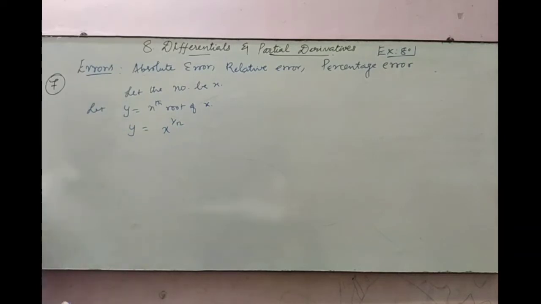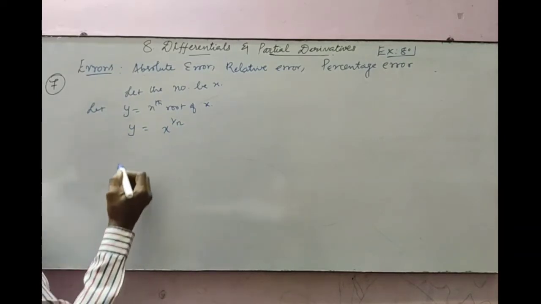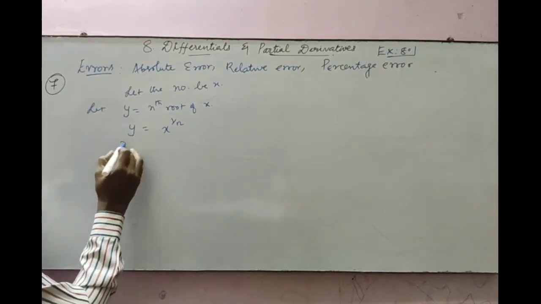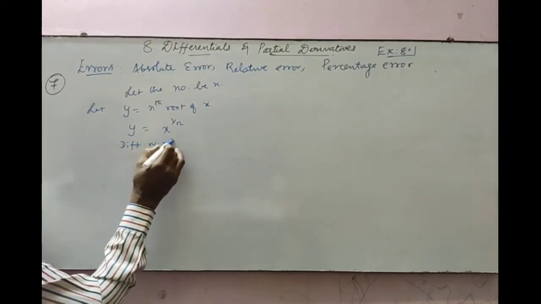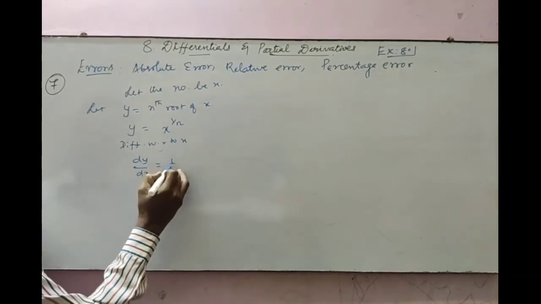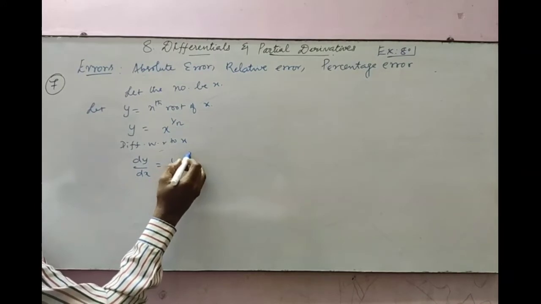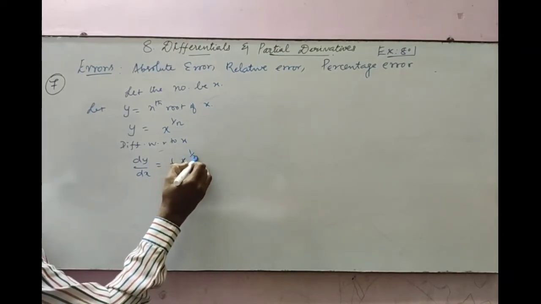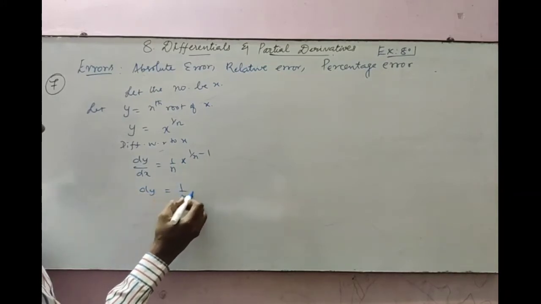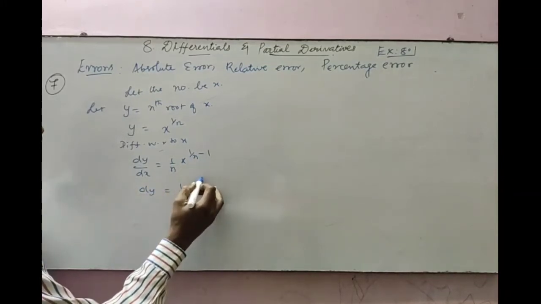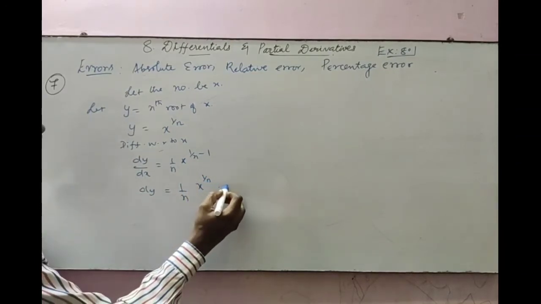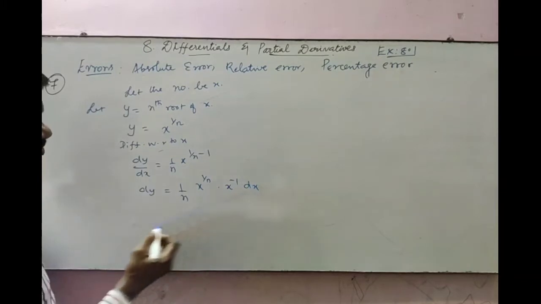If y is equal to x power 1 by n, now we have to differentiate. We have to find the percentage error in this function. So I am going to differentiate this with respect to x. You will get dy by dx equal to 1 by n into x power 1 by n minus 1. So dy is equal to 1 by n into, if you split this as two different terms, x power 1 by n into x power minus 1 into dx.